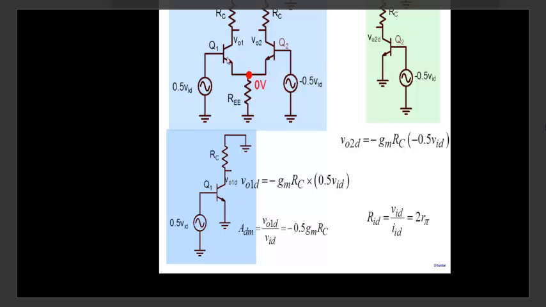But matching is very important. Do not forget, there will be problems where, for example, we'll encounter just now, where the saturation currents of Q1 and Q2 are different. And if there is no matching, then there is a problem. Okay?